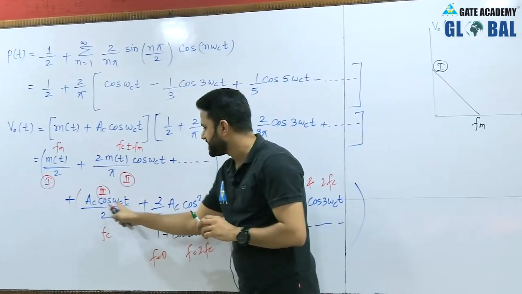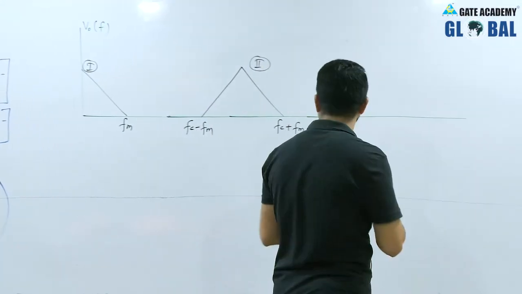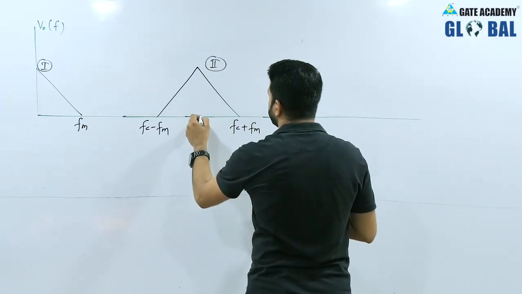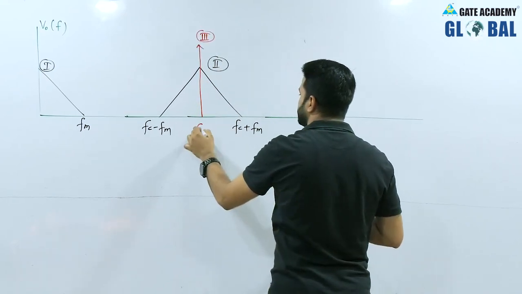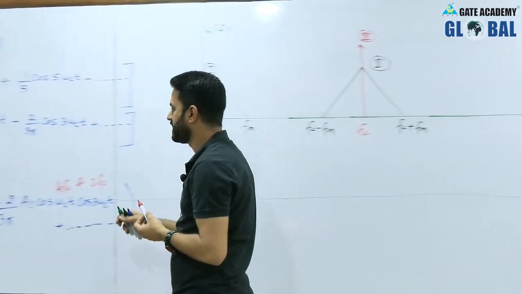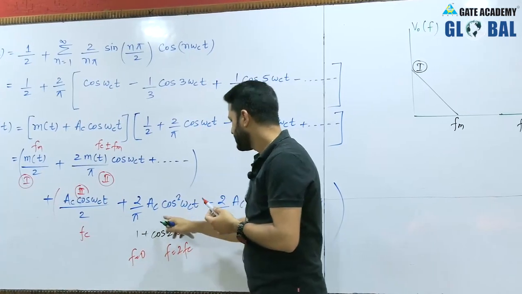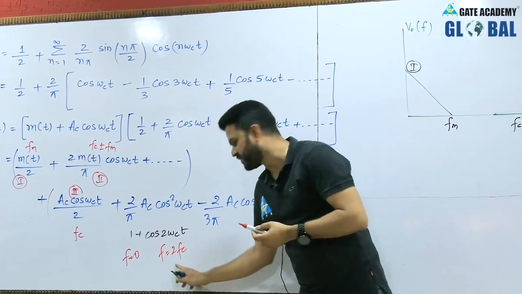This is our third term, A_c cos ω_c t, which means an impulse at f_c. So the frequency component is present at f_c. From this term we also get frequency components at 0 and at 2f_c.